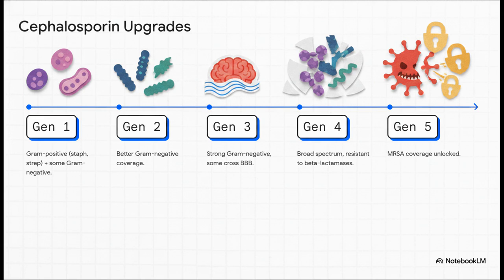Then, Generation 2 rolls out a much-needed patch with better gram-negative coverage. By Generation 3, we get the crucial blood-brain barrier patch, suddenly allowing these drugs to fight severe central nervous system infections. Generation 4 expands the coverage dramatically into a really broad spectrum, targeting highly resistant, hospital-acquired bugs. And finally, Generation 5 is the ultimate unlock, specifically engineered with the heavy artillery to take down MRSA.